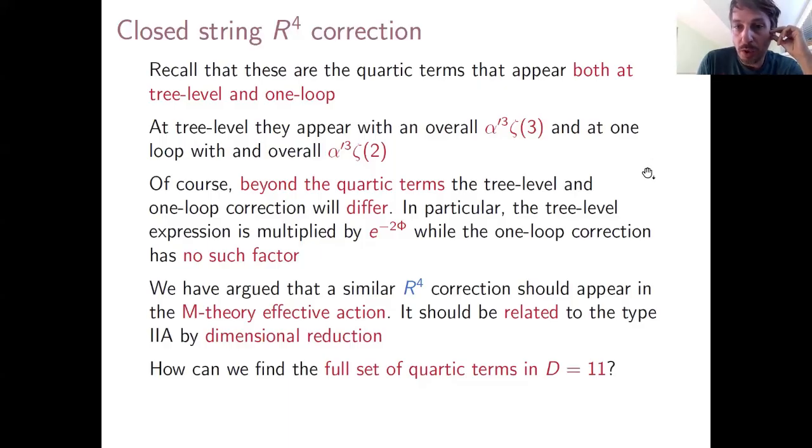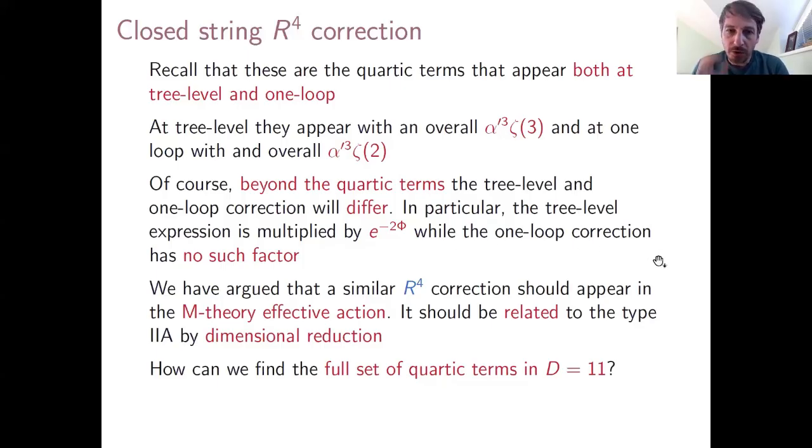But beyond the quartic terms, so there are fifth order terms and so on, sixth order up to eighth order, I think. Beyond the quartic terms, they will start to differ. That's obvious because in the tree level expression, you have R to the 4 multiplied by e to the minus 2 phi, which comes from the string coupling behavior at tree level, whereas there's no such factor at one loop. So if you expand this out, you will see that there's phi times R to the 4 at the 5-point level. So they obviously differ at that level.